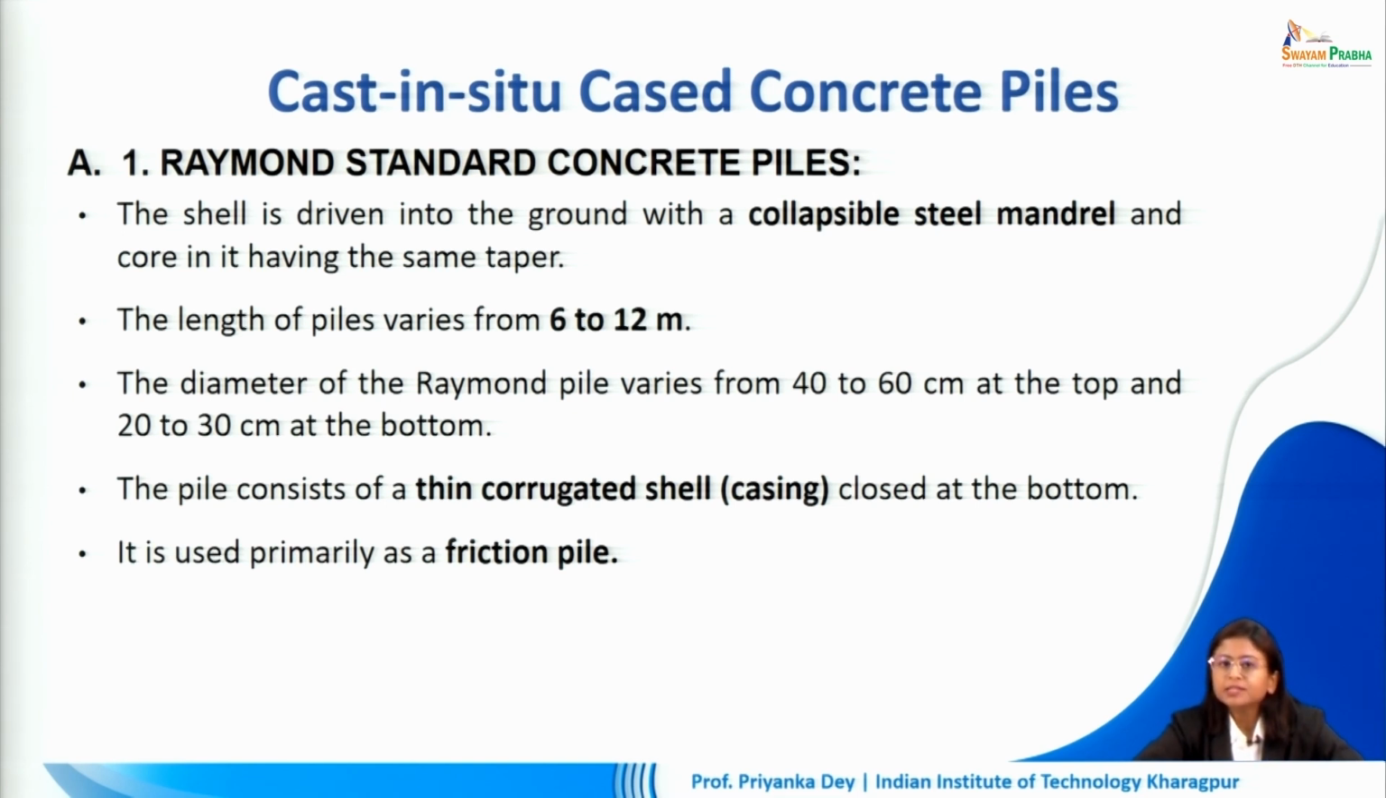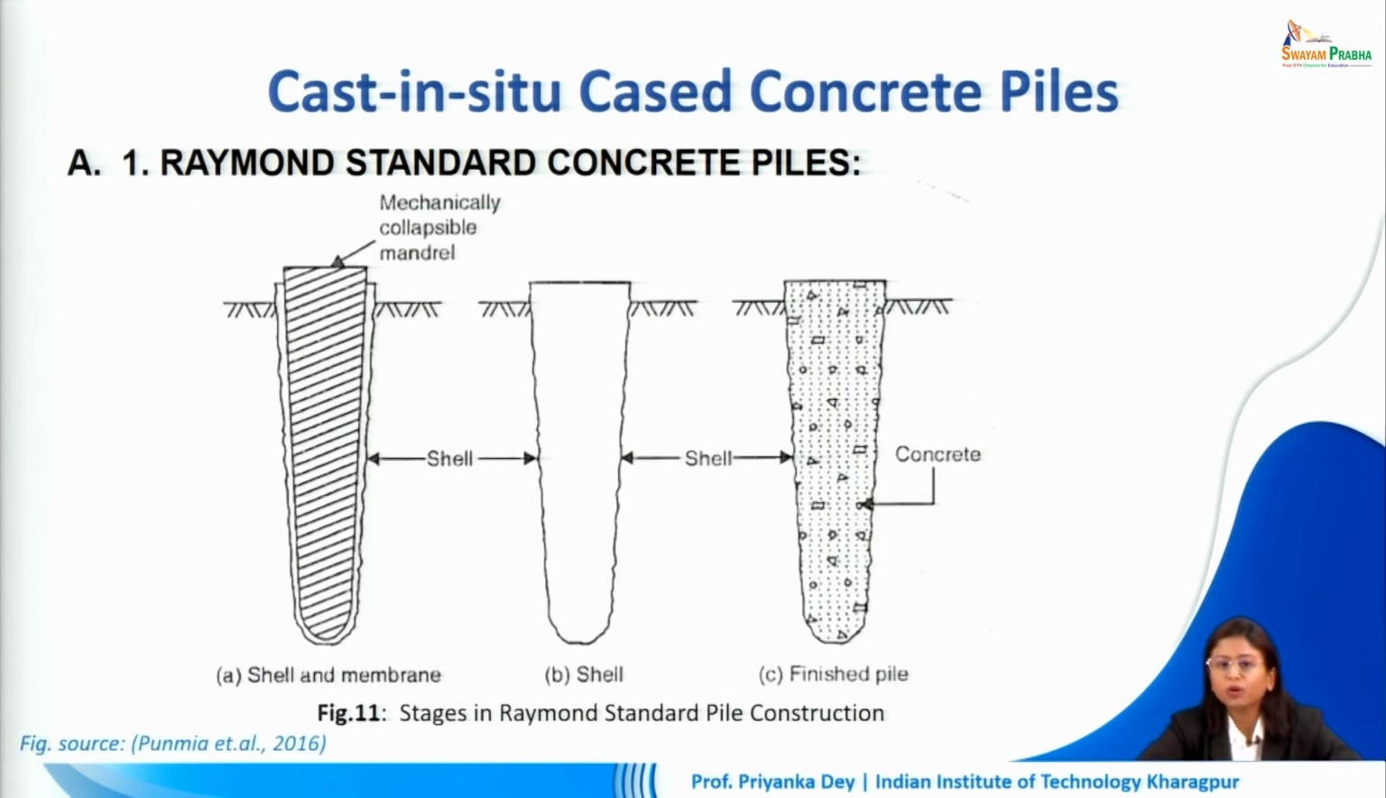The pile consists of a thin corrugated shell or casing which is closed at the bottom, and it is primarily a friction pile, which is exactly why it is corrugated. The surface has to be corrugated to induce friction. So this is what it looks like. As you can see, it is gradually reducing or tapered towards the bottom, and it has a corrugated surface which helps to make it a friction pile.